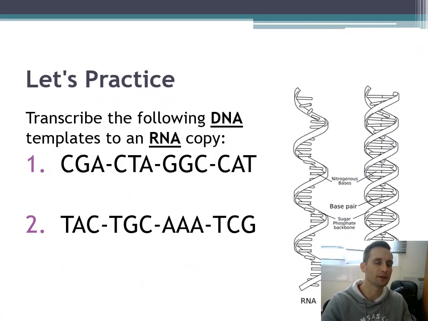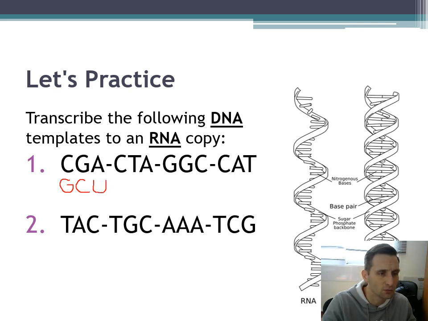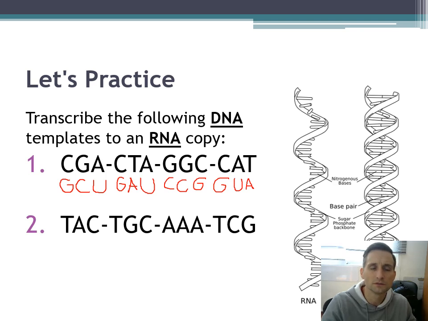All right, let's do a little bit of practice. Let's do some transcription. We have this section of DNA. We have CGA. So C we know pairs with G, G pairs with C, A pairs with U. And then we keep going. G, A, U, C, C, G, G, U, A. I want you to go ahead and try the second one on your own.